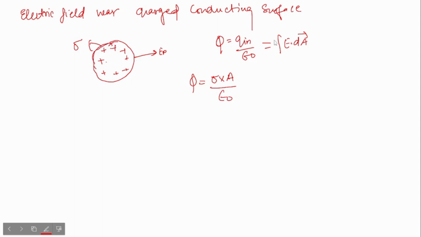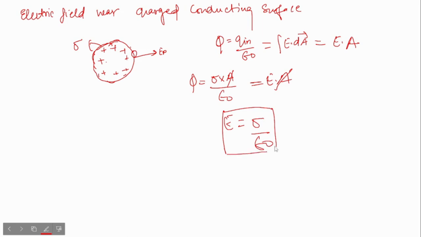Now, the integral of E dot dA will be E into the integral of dA, which gives the total area of this conducting sphere, which is A, right? So if we equate these two, A gets cancelled out, that is E is equal to sigma upon epsilon naught. This is the electric field near a charged conducting surface. And for the sheet of charge, we found sigma upon 2 epsilon naught. These two are different terms, right?